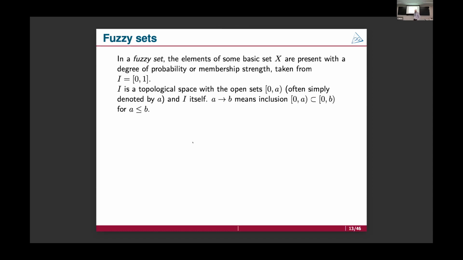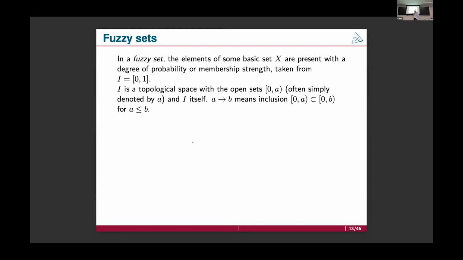So now we have this unit interval. For formal reasons, we consider it as a topological space where the open sets are just the intervals from 0 to a, open at a, and I itself. And we have the inclusion, so that a maps to b, because if something is present with a higher strength, then it also is present with the lower strength, because later on we will be looking at sheaves, so we need to reverse the arrows.